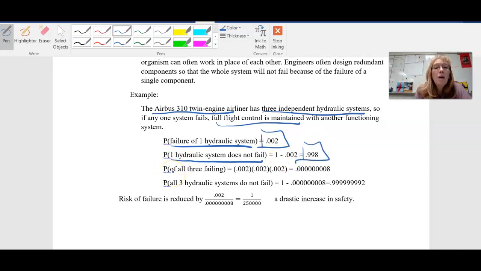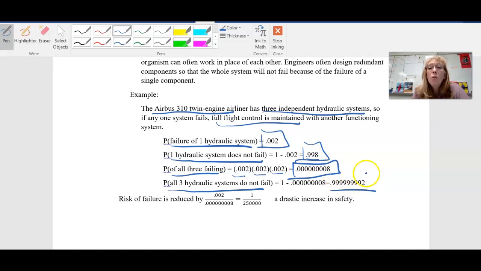I have 3 of them. So the probability of all 3 failing at the same time, because I can still run the plane with one of them, is 0.002 times 0.002 times 0.002, which means 0.000000008% of it failing. I have increased this tremendously because now the odds of it not failing went from 0.998 to 0.999999992. This is amazing. Our safety has increased drastically and we are happy.